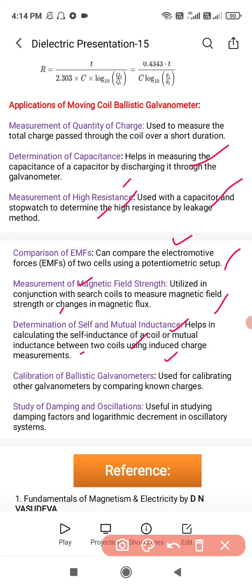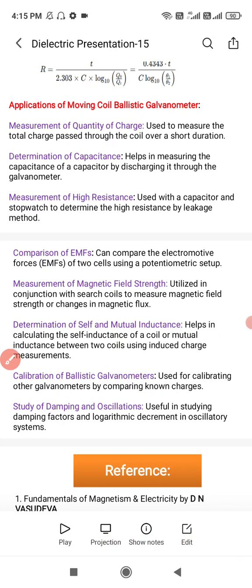It helps in calculating the self-inductance of a coil or the mutual inductance between two coils using induced charge measurement. Calibration of the ballistic galvanometer: used for calibrating other galvanometers by comparing known charges. Study of damping and oscillations: useful in studying damping factors and logarithmic decrement in oscillatory systems.